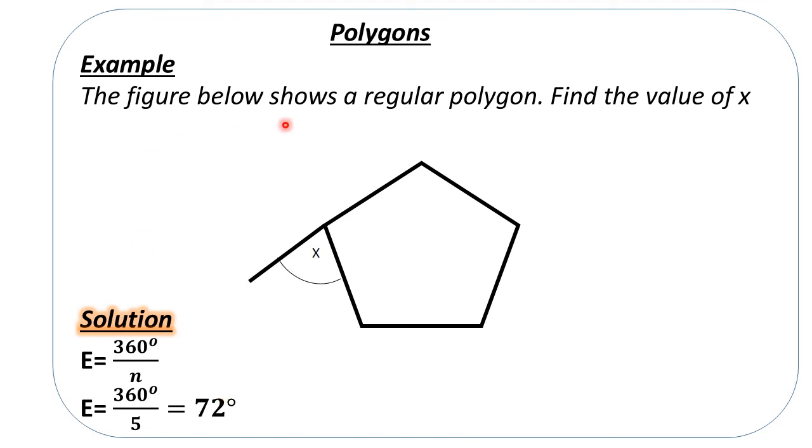There's a question here. The figure below shows a regular polygon. Find the value of x. They want us to find this exterior angle. So we just get 360 divided by n. How many sides? 5. 360 divided by 5 is 72 degrees.